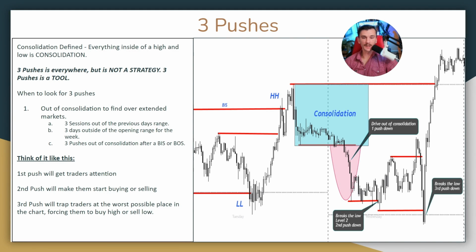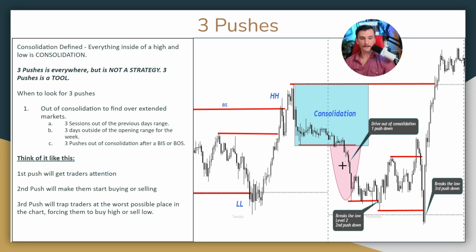Before I start talking about 3 pushes, I need to tell you what is the definition of consolidation. We've already identified how to identify a high and a low. Everything on the inside of that high and that low becomes consolidation. So if we're making higher highs and higher lows, and then it starts to go into consolidation in between a low and in between a high, that is all consolidation.